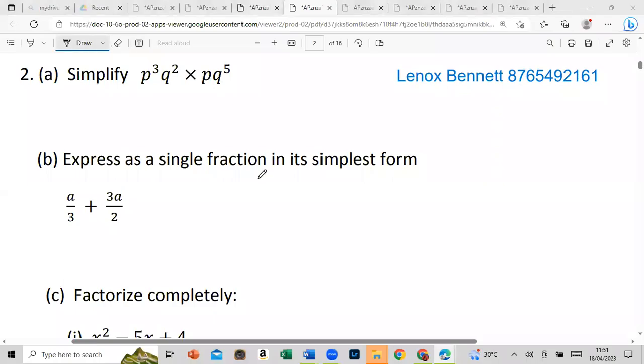Right, guys, this one says simplify p cubed q squared times p cubed q to the fifth power. Marks is not here, but usually this is where the marks go. And for the next one it says express as a single fraction in simplest form: p over 3 plus 3p over 2. So do those. And then it says factorize x squared minus 5x plus 4. So we're going to do all of that, B and C.